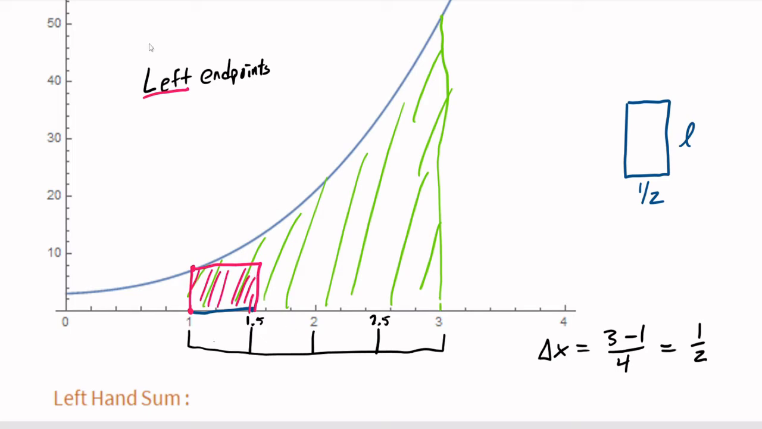Okay, rectangle number 2, right? Again, I know it has to have 1/2 as its base, right? 1.5 to 2. So this is going to be the base of my rectangle. Now again, left endpoints. So I'm focused on 1.5 to 2. What's the left? 1.5. So I start there and I go up and I hit the function. And I go over. That's my second rectangle.